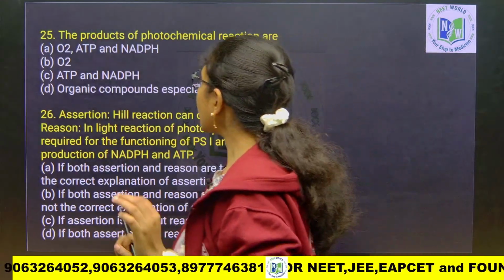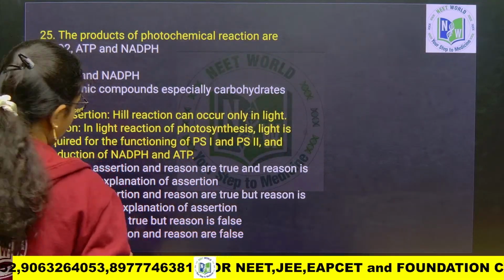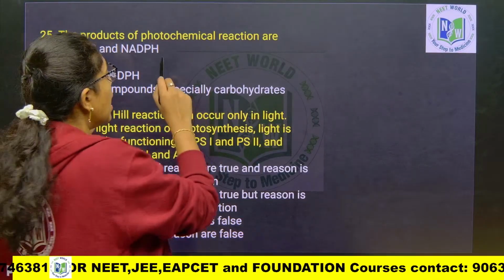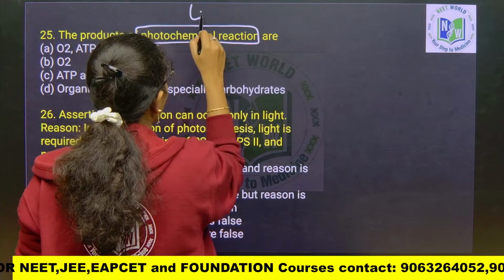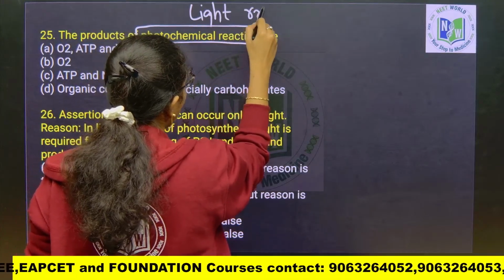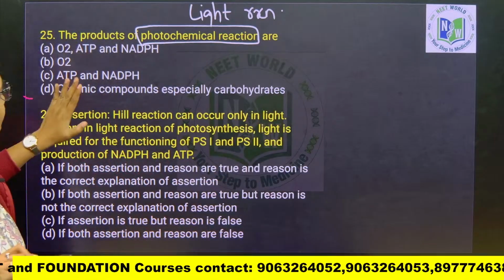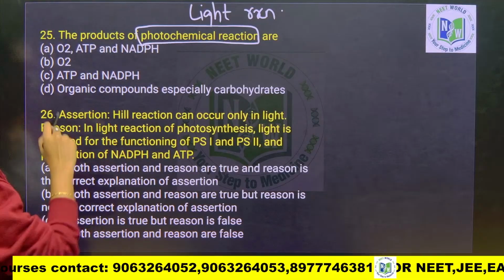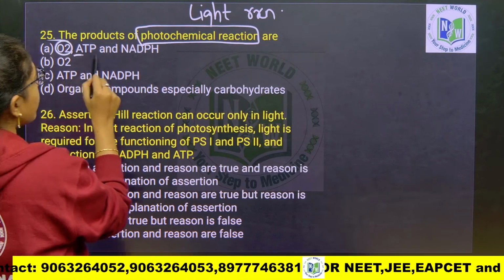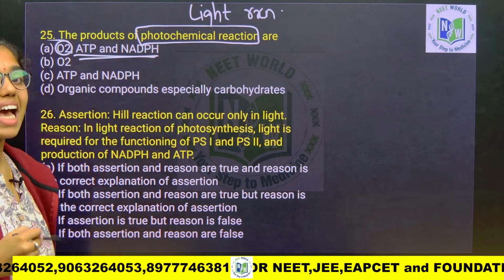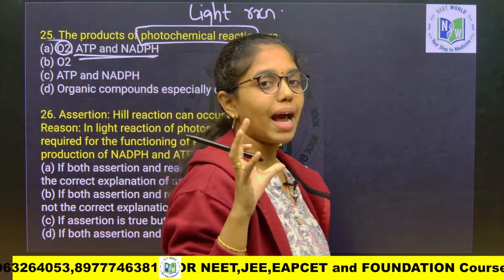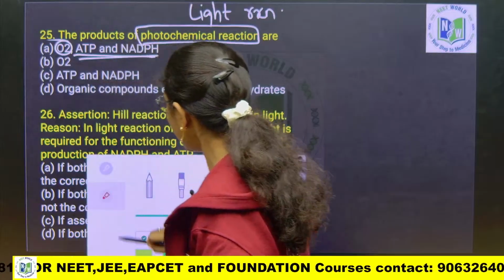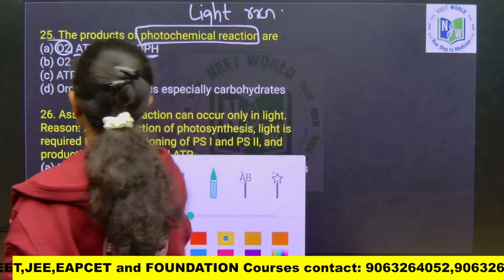Next question, you see. The products of the photochemical reaction will be. Photochemical phase means which phase? We have already practiced one such type of question. Photochemical reaction phase means light reaction. At the end of light reaction, during photolysis of water, oxygen is evolved. ATP and NADPH are the assimilatory power which is formed at the end of the light reaction or light dependent phase. So this is option A. A will be the right answer.